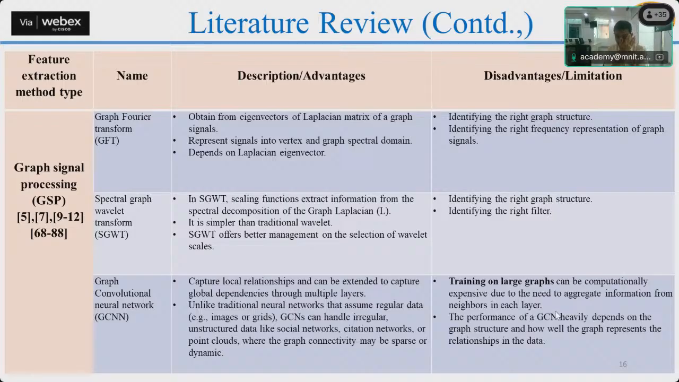So when we are talking about the spectral graph wavelet transform, you identify the right graph structure and the right filter. Here scaling functions extract information of the spectral decomposition of the graph Laplacian. It is simpler than the traditional wavelet. It offers better management of selection of wavelet scale. Graph convolutional neural network basically captures local relationships and can be extended to capture global dependencies through multiple layers.